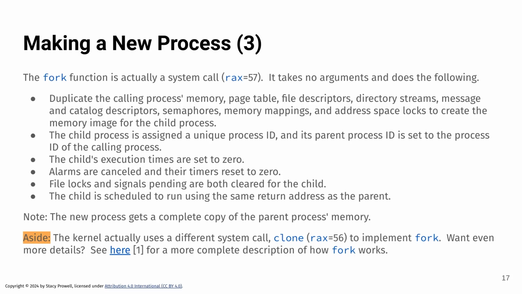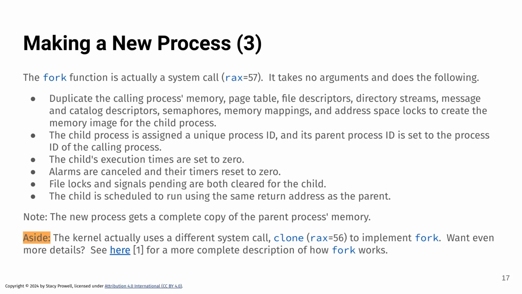Fork doesn't take any arguments, and it does all the things you see there, and actually a few more things. There's a link at the bottom if you want more gory details about what it does. But the main thing it does is it duplicates the calling process's memory. It duplicates its page table, file descriptors, directory streams, etc. The child process gets a process ID, and its parent process ID is set to the caller. And then various things are reset to 0.